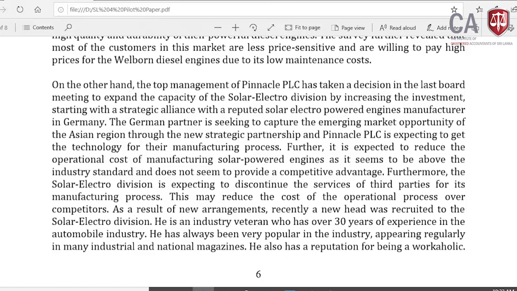Right, and it does not seem to provide a competitive advantage. Why? They want to reduce this operational cost. Their cost is higher than the industry standard. That does not provide the competitive advantage.